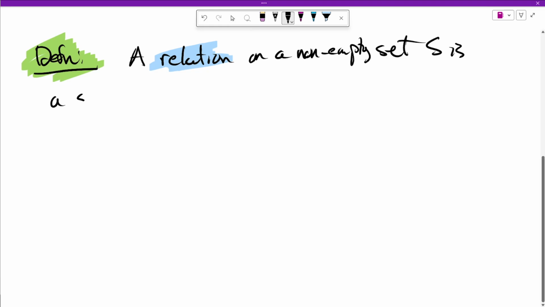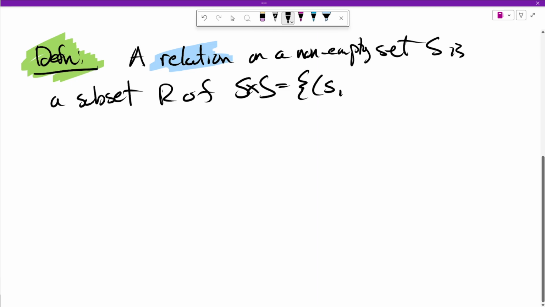And the right thing here, or at least the thing that works, is a subset R of the Cartesian product S cross S. And as a quick reminder, this is a collection of all (s1, s2) such that s1 and s2 are in S. Okay, so it's a subset of this. We don't want to relate every element of S with every other element necessarily. We might want to do that, but in general we won't. But it's a subset R of this product, and this is what a relation is.